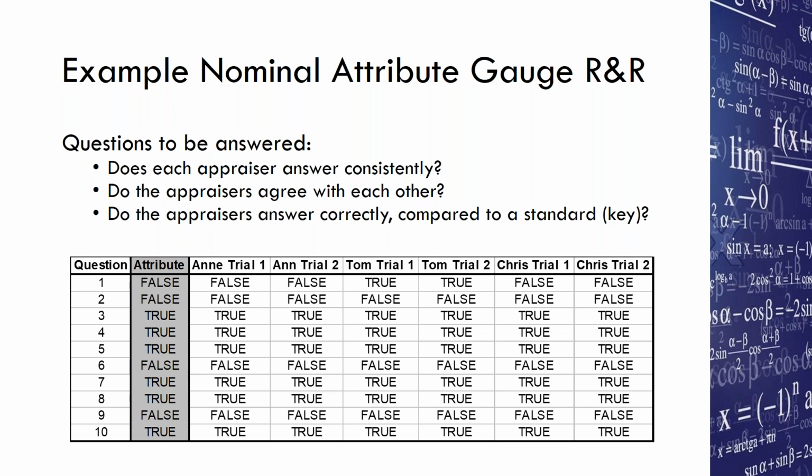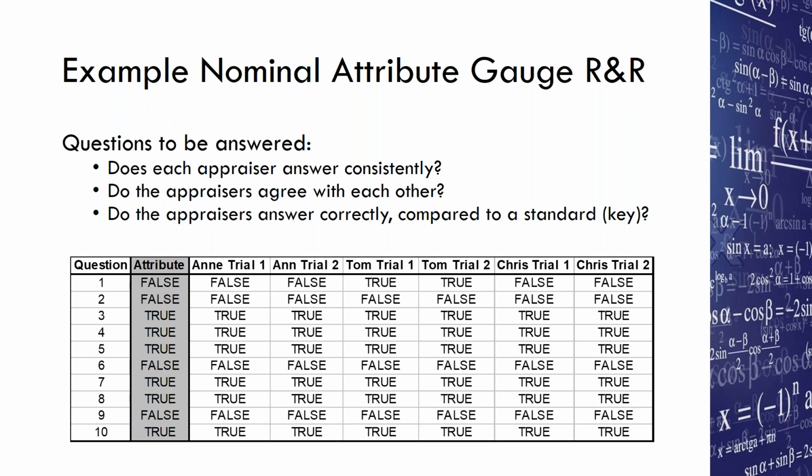And then I have each assessor answer the questions in random order twice. So if you see the columns Ann trial 1 and Ann trial 2, and then Tom trial 1 and 2, and then Chris trial 1 and 2, those are each of my 3 assessors that are answering the questions twice. So when you look over that table and take a look at what I might be trying to get out of this example, 3 questions come to mind.